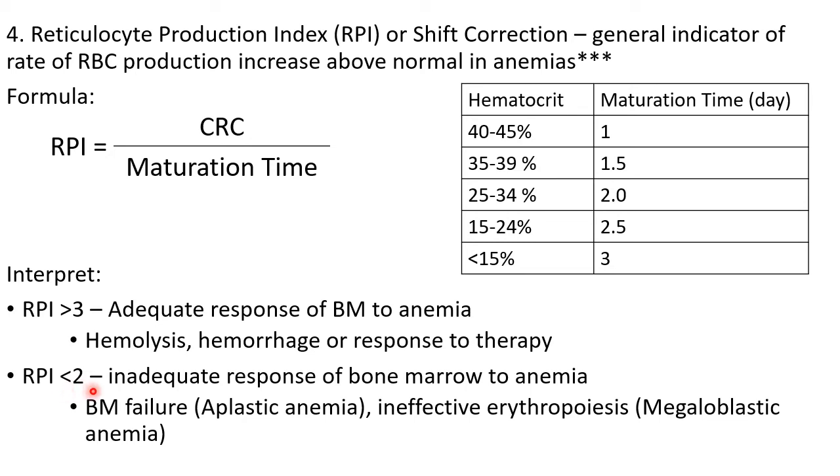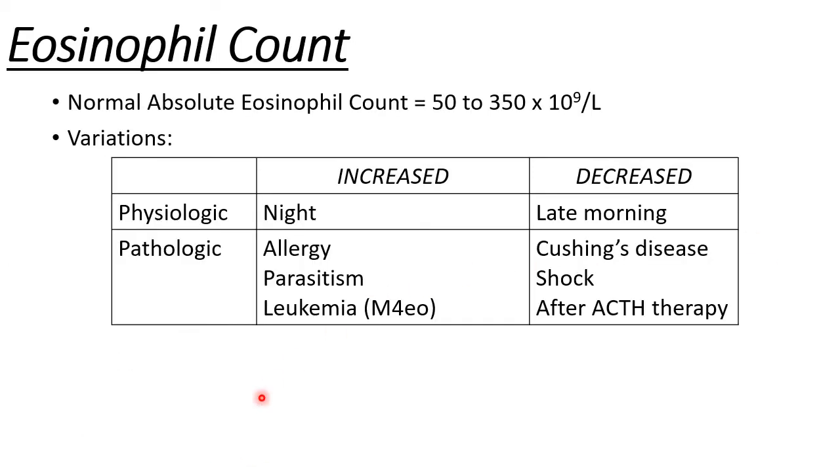Okay? Either may problema tayo directly from the bone marrow or directly from the process of erythropoiesis, such as in megaloblastic anemia. Eosinophil count naman tayo. Hindi ito madalas ginagamit for routine hematologic testing. May kakaiba yung ating gamit pagdating sa eosinophil count. So, explore natin yan mamaya.